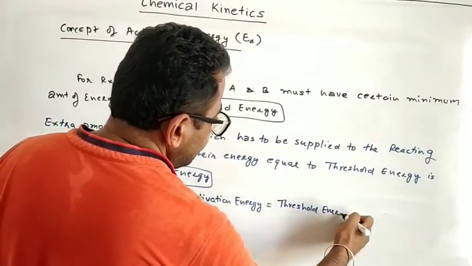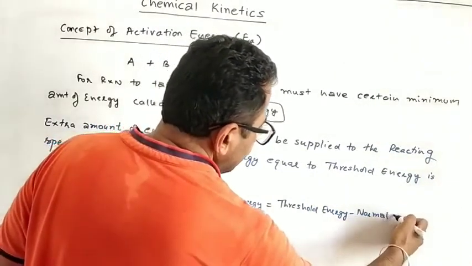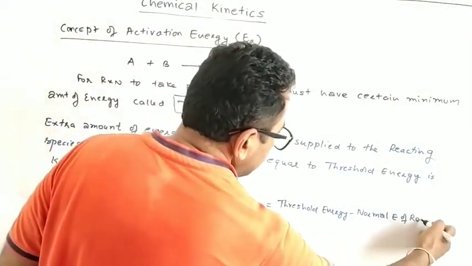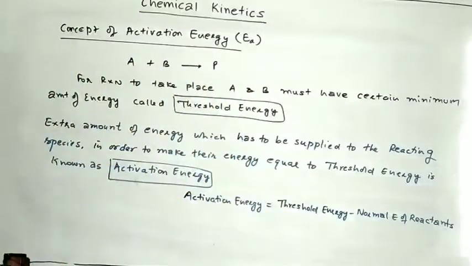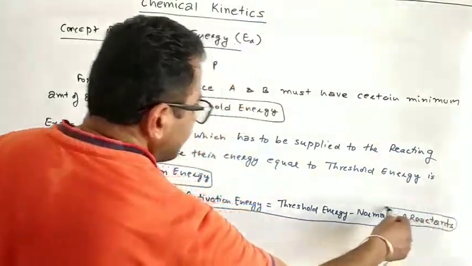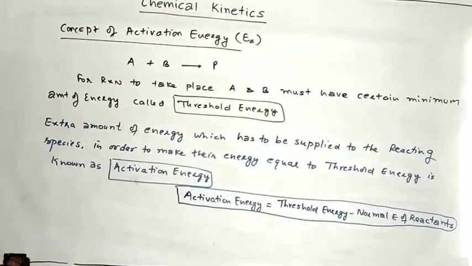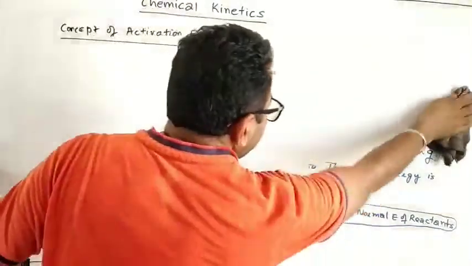Threshold energy minus normal energy of reactants. So this is the relation between the activation energy and that of the threshold energy. Now, how to show the activation energy in case of endo and exothermic reactions?